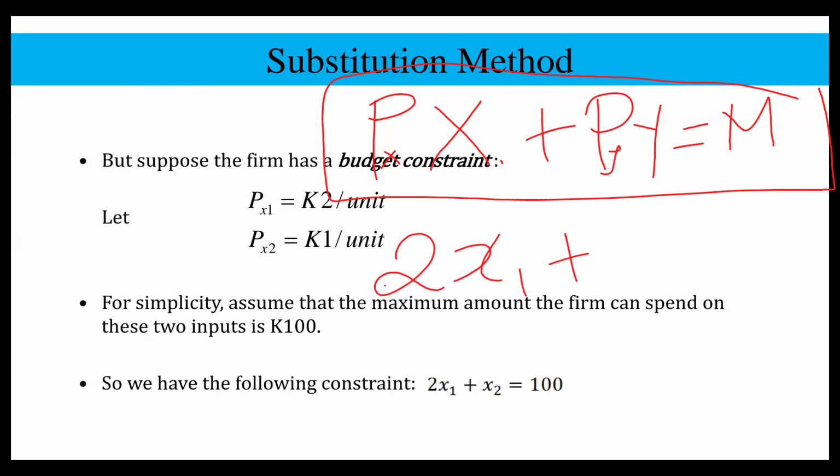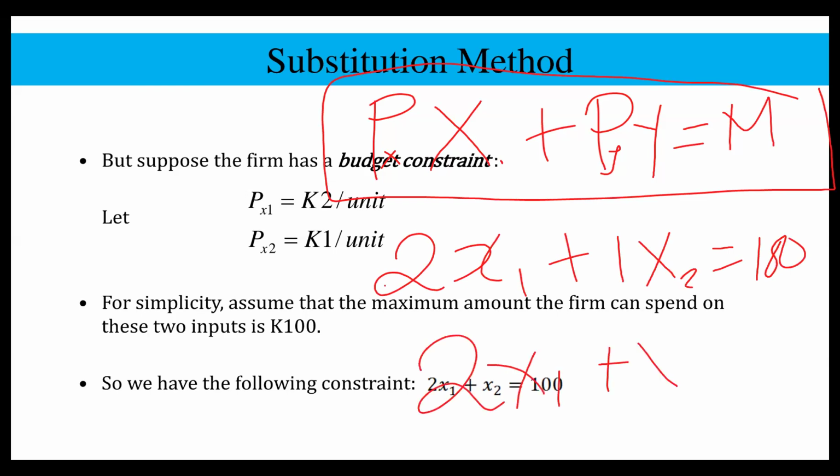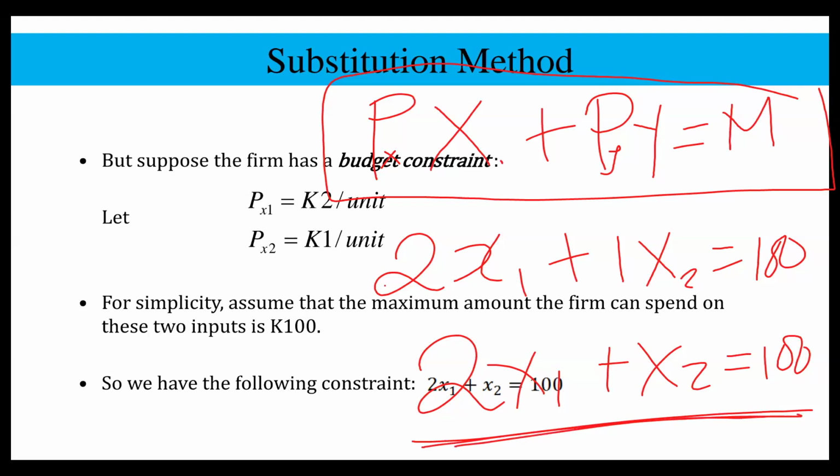So the price of x2 is basically 1, multiplied by the quantity of x2, which is just x2, equal to the income of 100. We can summarize this as 2x1 plus x2 equal to 100. So at this point, we have dealt with the constraint. We know what the constraint is. But now we are maximizing the function.